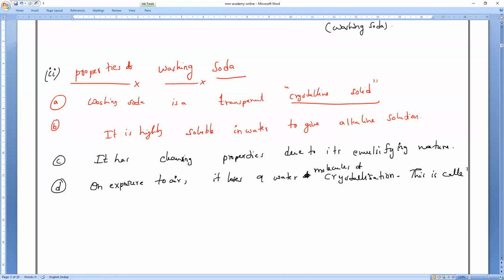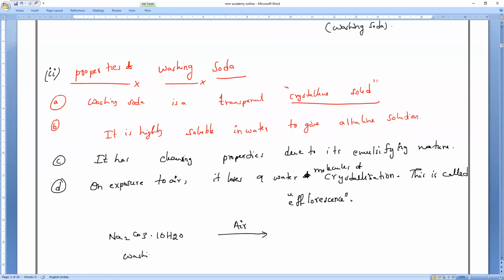This is what we used to call efflorescence. Okay, so that is the reason we should not keep washing soda exposed to the air. Do you all understand? So washing soda, what is the color?